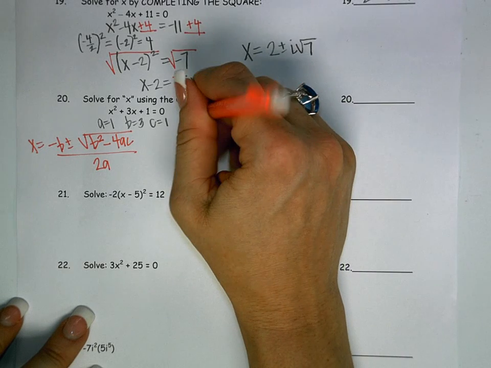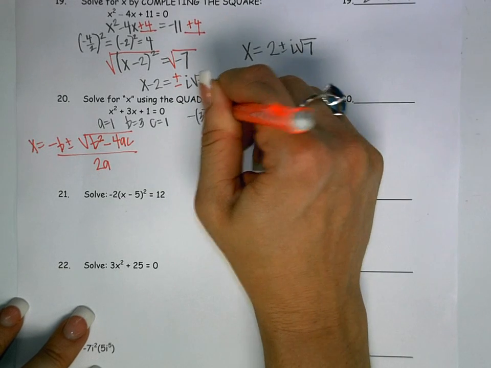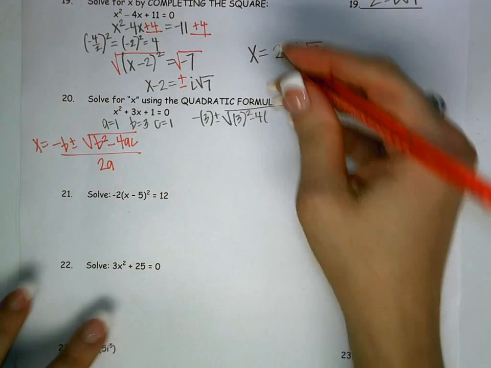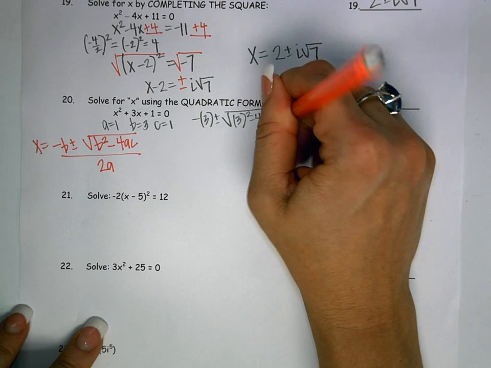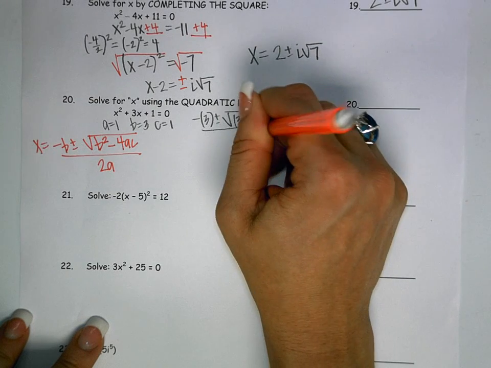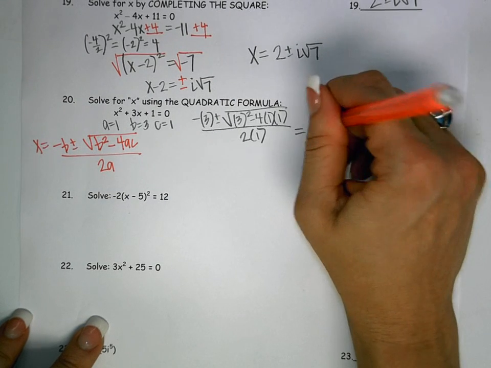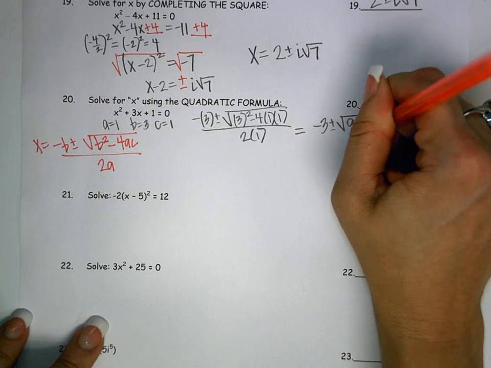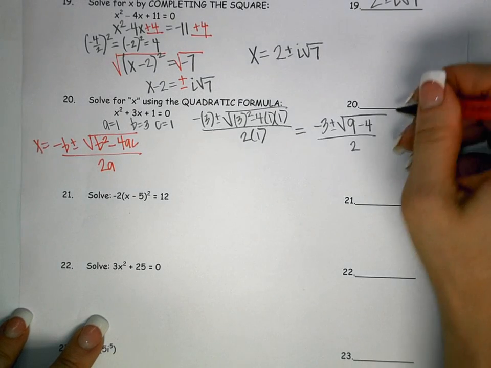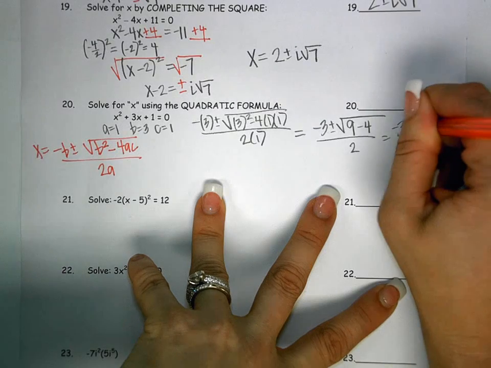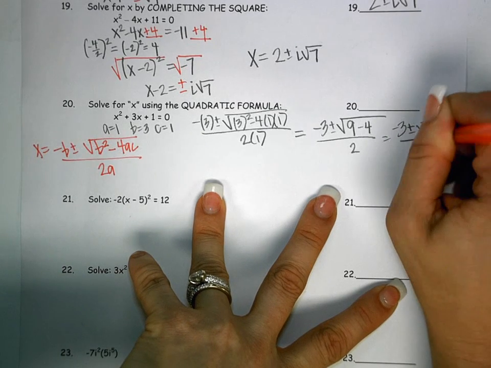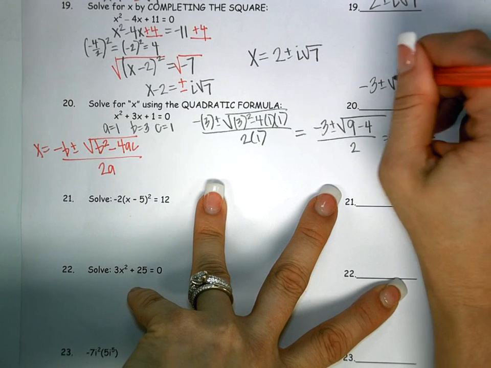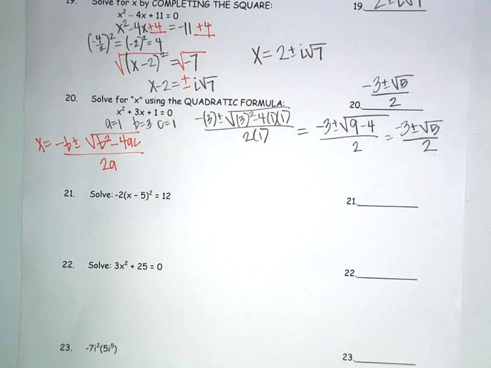Okay, so negative 3 plus or minus root 3 squared minus 4 times a is 1, c is 1, over 2 times 1. Negative 3 plus or minus root 9 minus 4 over 2 becomes negative 3 plus or minus root 5 over 2. Negative 3 plus or minus square root of 5 over 2.